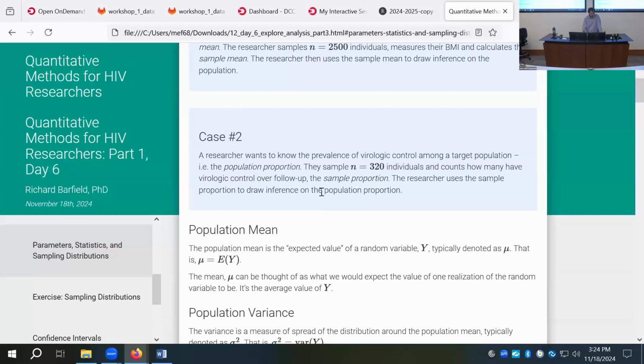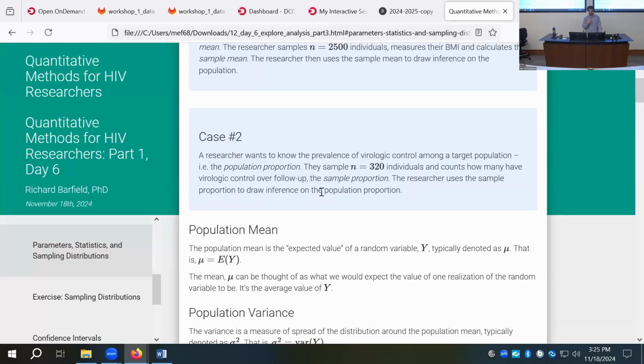In case number two, say a researcher wants to know the prevalence of virological control amongst some target population. So that is the population proportion: what's the proportion of them that have virological control? They sample 320 people, count how many have virological control over some follow-up period, and that is their sample proportion. They then use that sample proportion to draw inference on the population proportion.